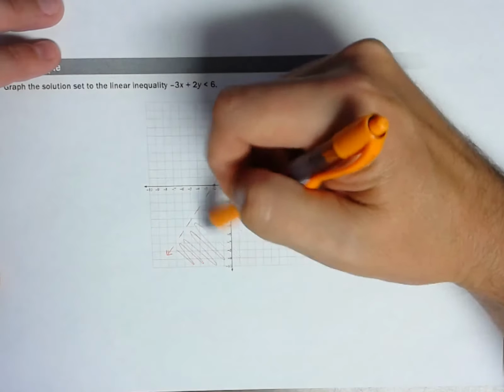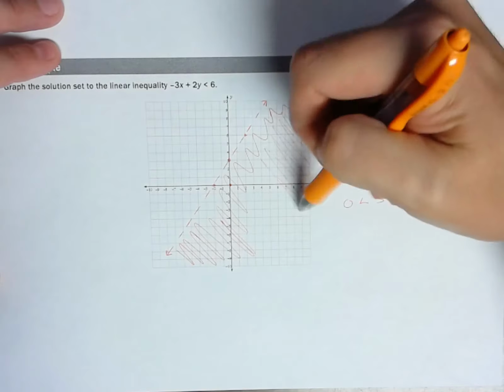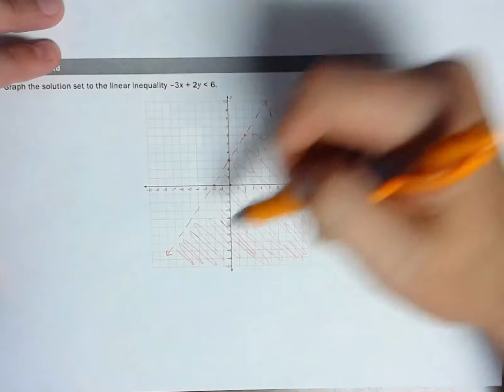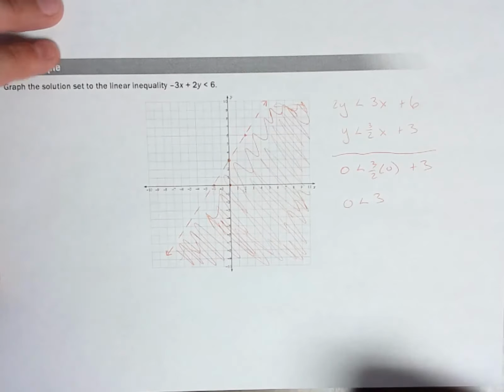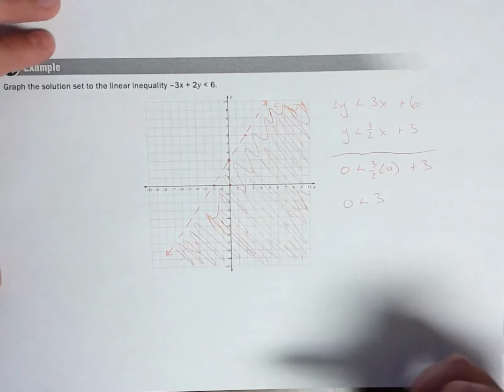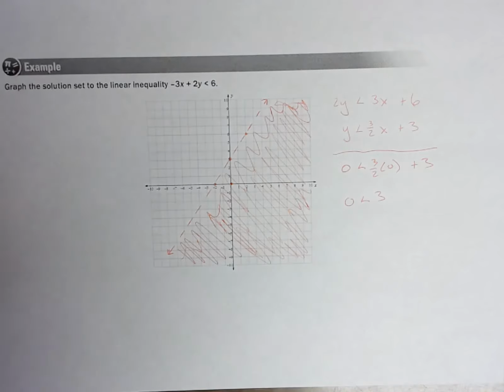And so everything below this graph, everything to the right of it in this case, works. Now if I had some colored pencils or something, I'd maybe make that look a little bit nicer. But everything below this graph is going to be my solution set. And so that's how we would graph a linear inequality.